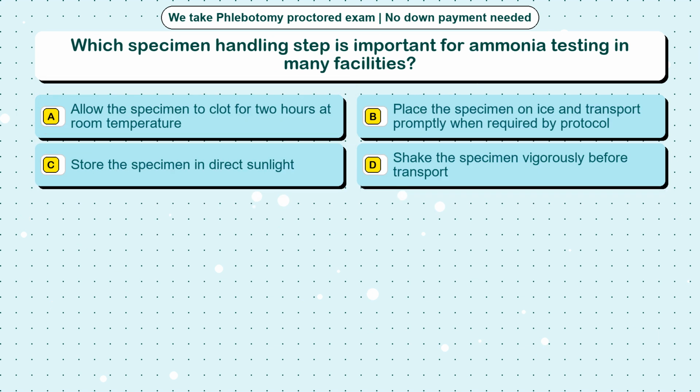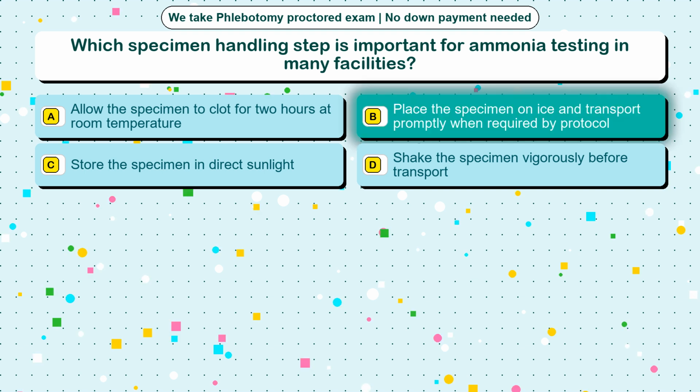Question 21. Which specimen handling step is important for ammonia testing in many facilities? Option A, allow the specimen to clot for 2 hours at room temperature. Option B, place the specimen on ice and transport promptly when required by protocol. Option C, store the specimen in direct sunlight. Option D, shake the specimen vigorously before transport.